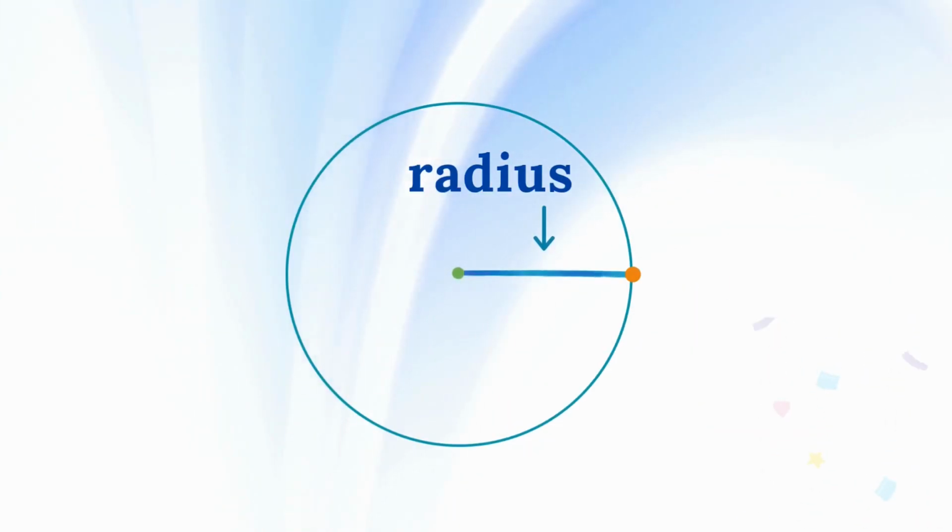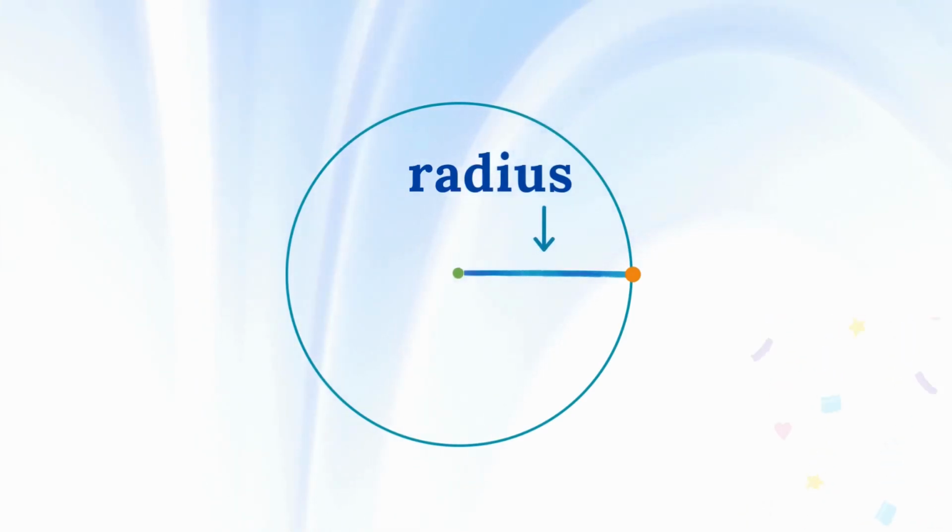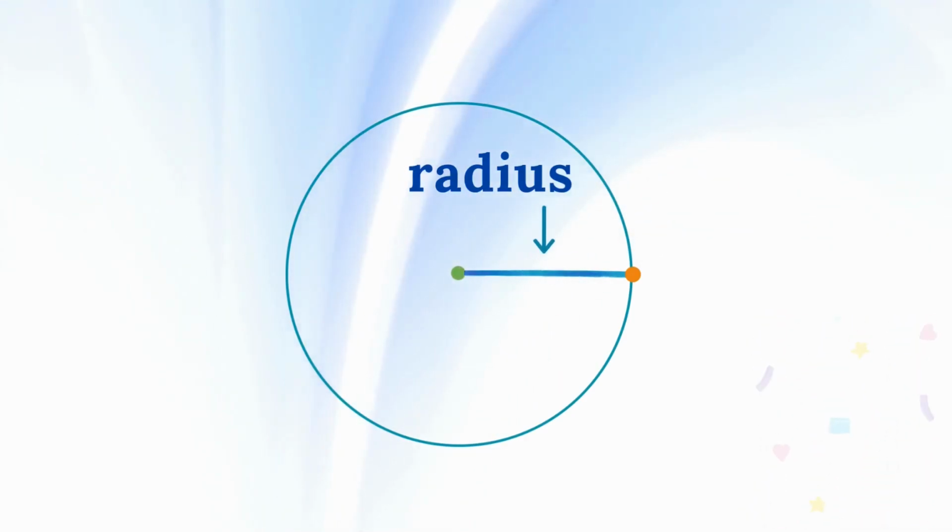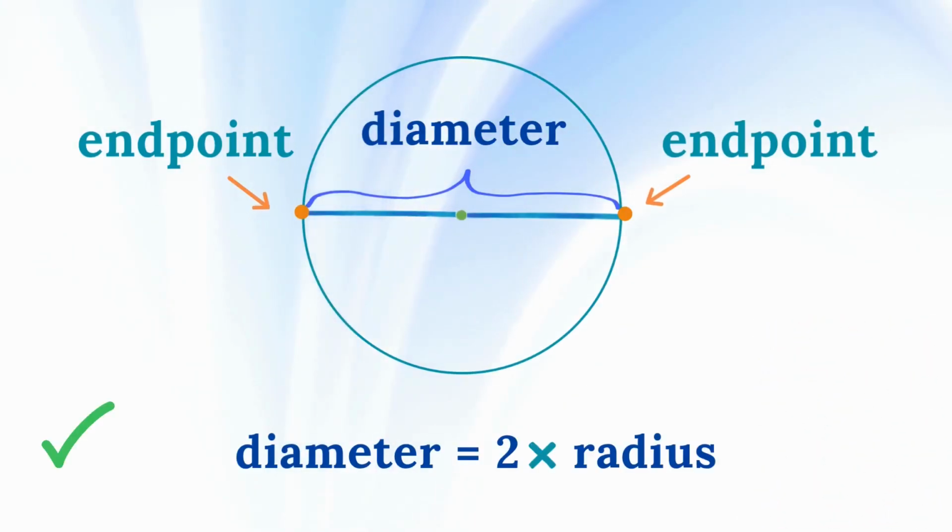A radius is a straight line segment that starts at the center and ends on the circumference. All radii in the same circle are equal in length. The diameter is a line segment that passes through the center of the circle and has its endpoints on the circumference. Consequently, the diameter is twice the length of the radius.